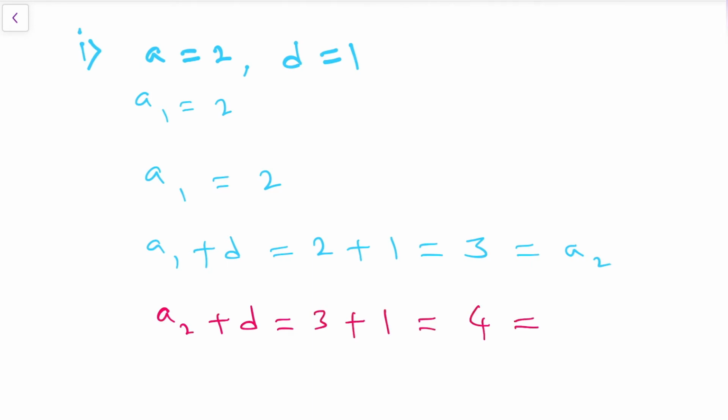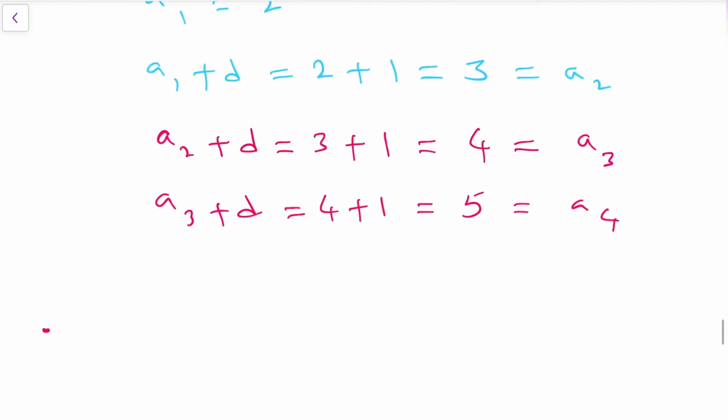3 plus 1, 4. Then we will get the third term. The same way for the third term, if we add the common difference, the third term is 4 plus common difference is 1. 4 plus 1 is 5. This will become the fourth term. So these are the next three terms. The first term is given in the question itself, that is 2, second term is 3, then 4, then 5. These are the first four terms.